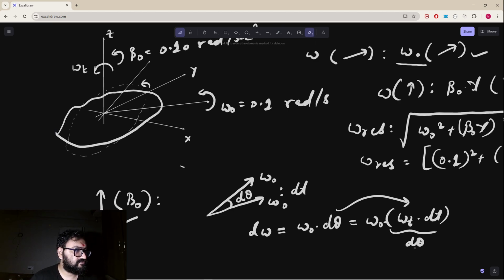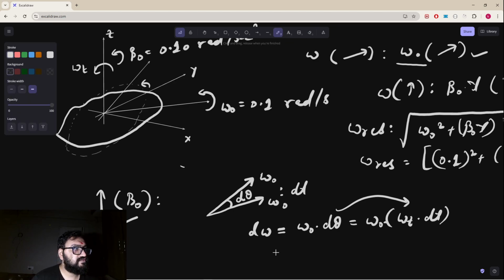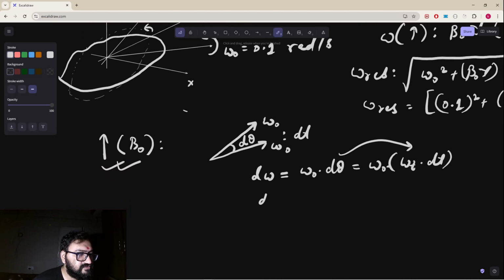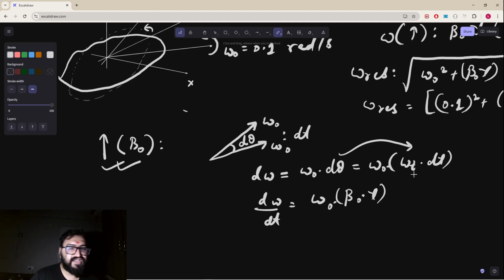Let me rub this off. Okay, so this gives me d omega by dt as omega naught into omega t. Now omega t can be written as beta naught into t, right? Where beta naught is the angular acceleration along the z axis, and omega t is the angular velocity along the z axis at time t. Okay, now it will have a direction, it will obviously be in the horizontal plane, right?